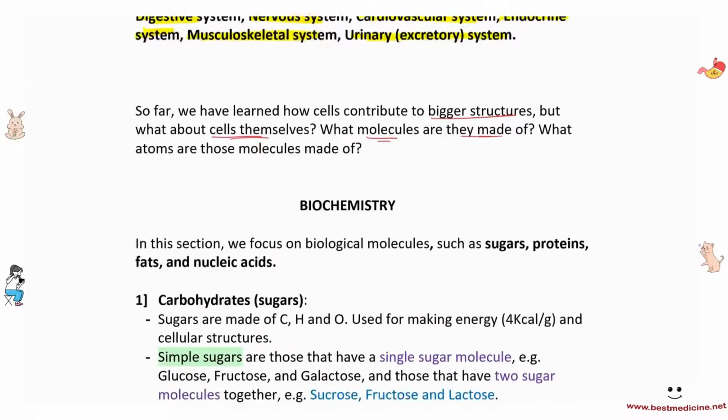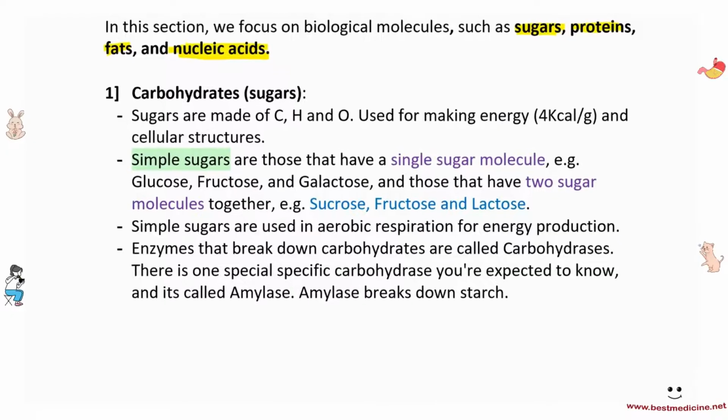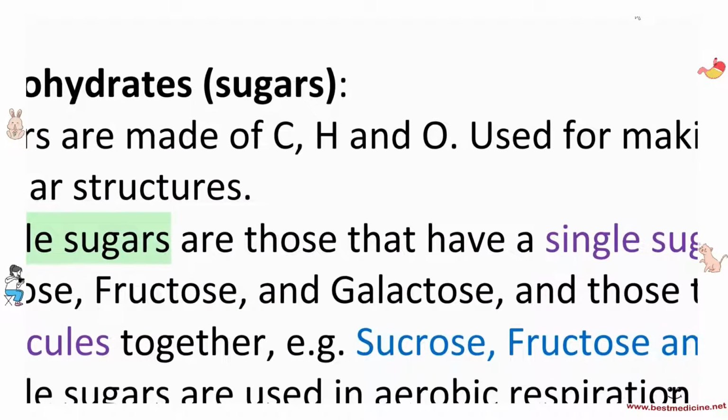So in this section, we focus on biological molecules. For example, sugars: remember, in mitochondria, sugars like glucose are used for aerobic respiration to give us energy. Proteins, discussed in their own portion as well, help in growth. Fats are also used for energy, and nucleic acids like DNA are used for making genetic material. So number 1, we've got the sugars, carbohydrates. Sugars are also called saccharides, so I'm just going to write that down here.